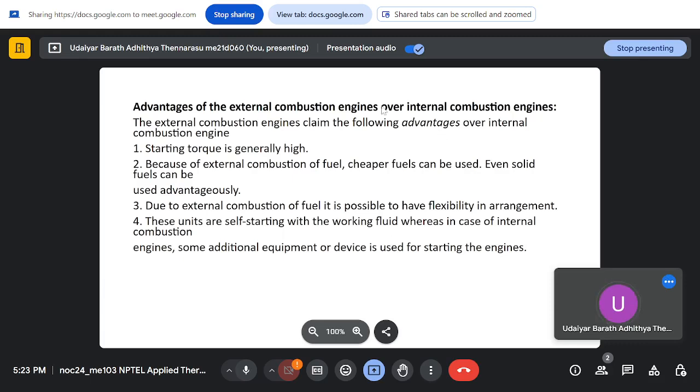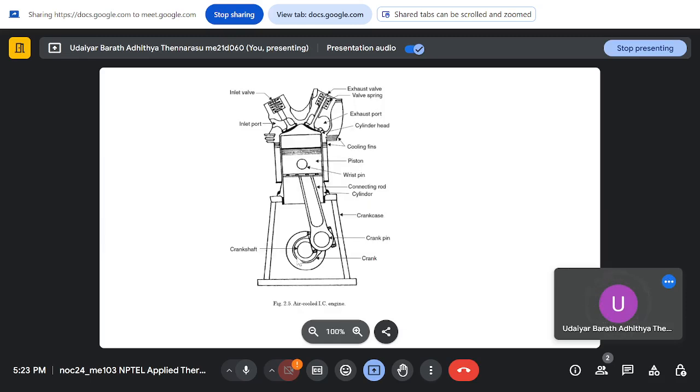But if you see external combustion engines, the starting shock is generally very high. Because of external combustion of fuel, cheaper fuels can be used, even solid fuels can be used advantageously. There is no flexibility in the case of external combustion. The internal combustion engines are self-starting, while in the other case you need some additional device.